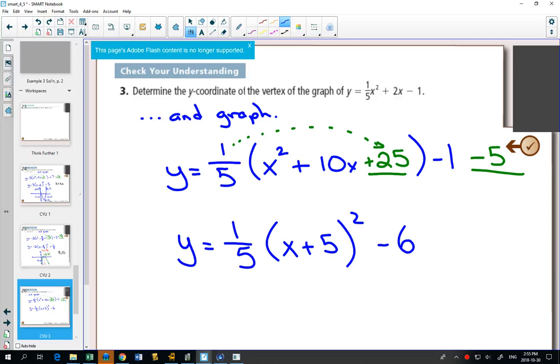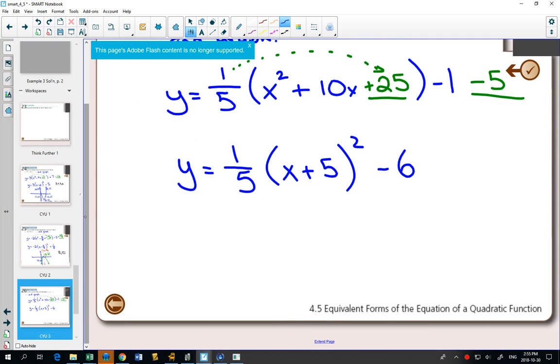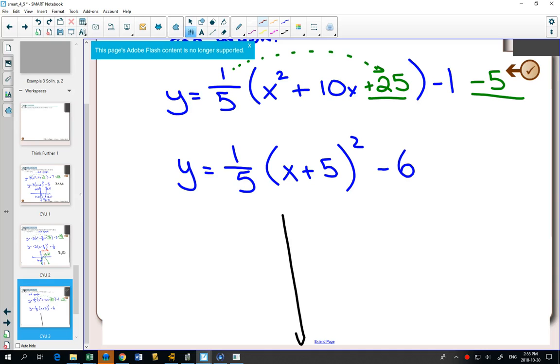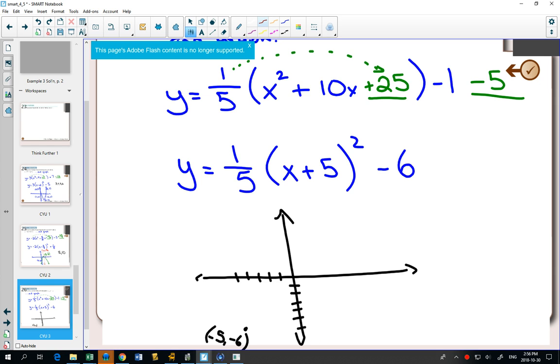So what's our vertex going to be? -5, -6. The question was asking what's the y-coordinate of your vertex? Well, it's going to be -6.